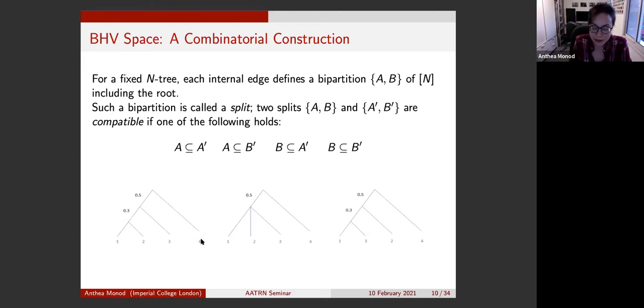So here's an example again. These are the same trees that we looked at before. It turns out that these two tree topologies here are compatible, and these two tree topologies here are compatible, but this tree topology is not compatible with this tree topology. So that's the idea of having splits and compatibility here.